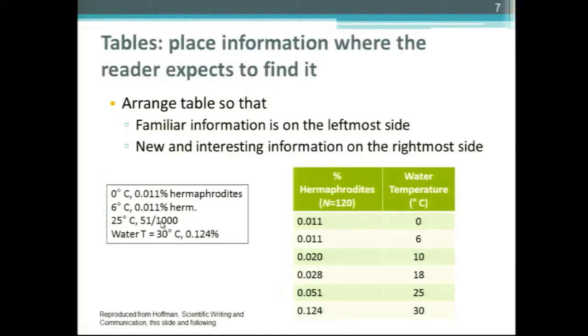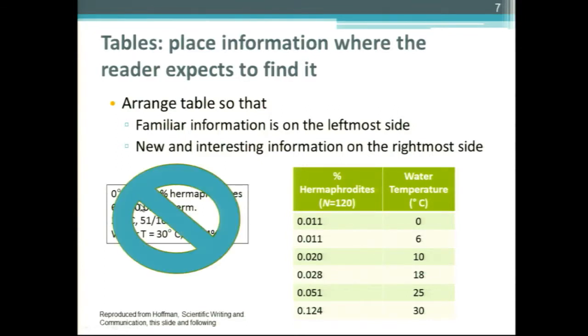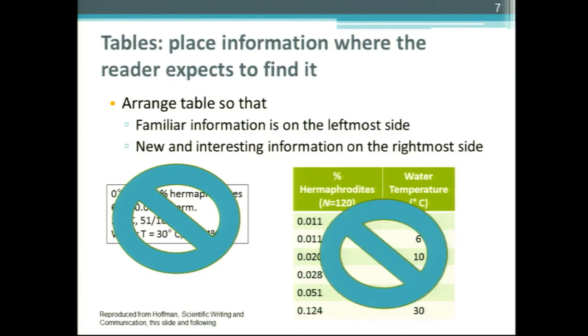If you saw a table that looked like that, you wouldn't understand it at all. That's not even a table, really. It's bad. How about this? We have our water temperature here, and then we have the percent hermaphrodites, whatever it was that they were testing. That also doesn't work, right? We don't have our independent variable, the water temperature, on the left-hand side, where we expect it. So we don't do that either.